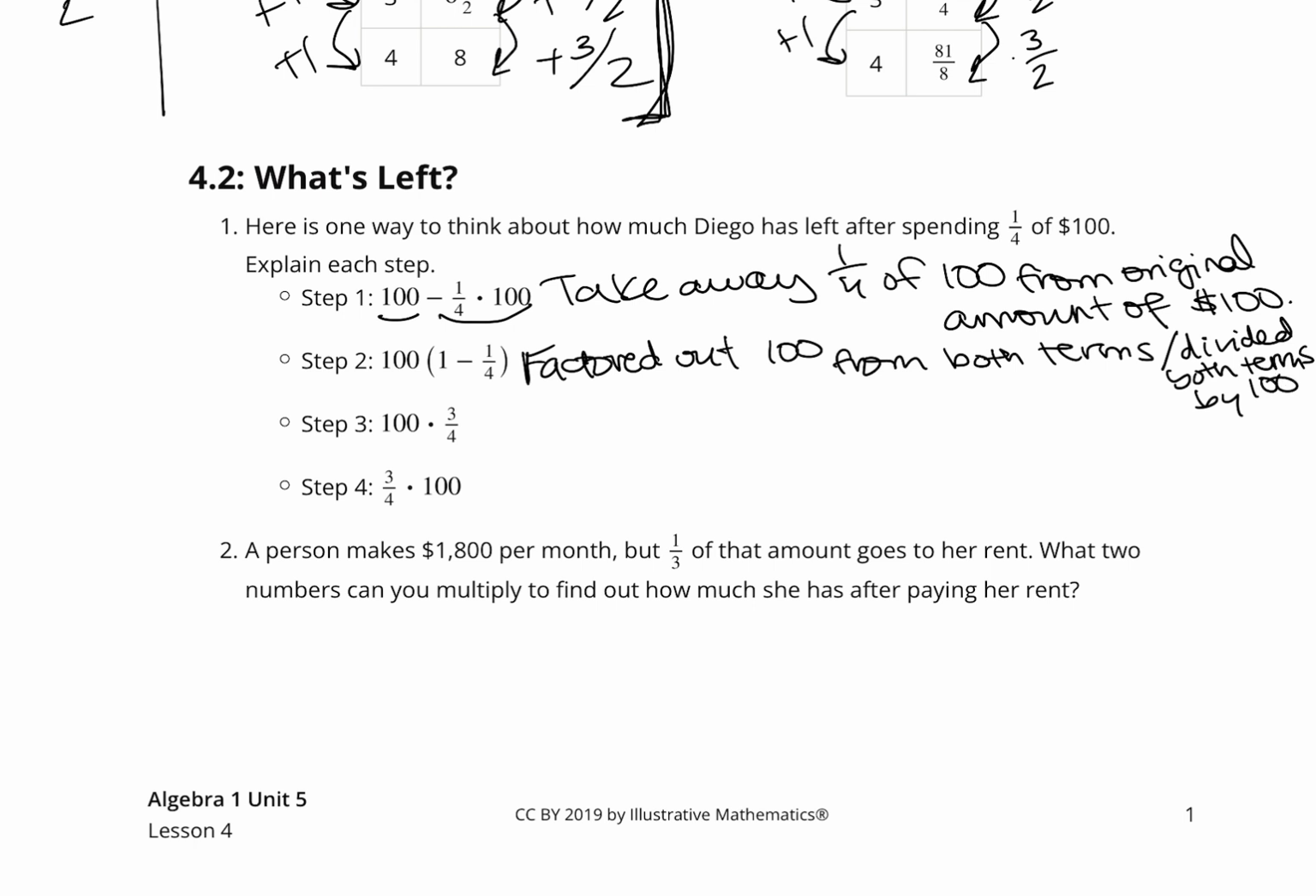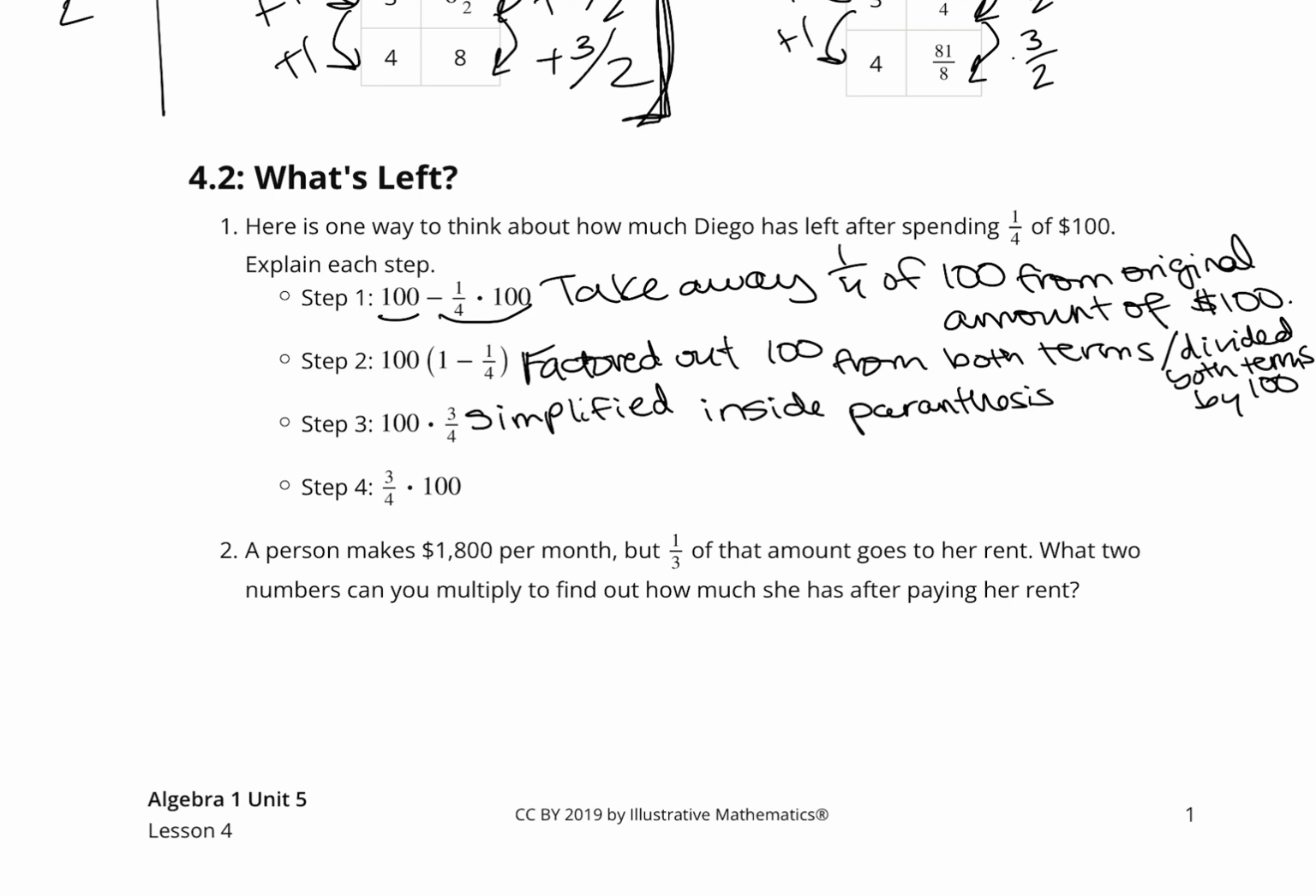And then step 3 looks like we have distributed that 100. Not distributed that 100. We have simplified what's inside the parentheses. 1 minus 1/4 is 3/4. Simplified inside parentheses. And then the very last step is we have reversed the order of the multiplication, which we can do because of the commutative property of multiplication. So right here we've applied commutative property.